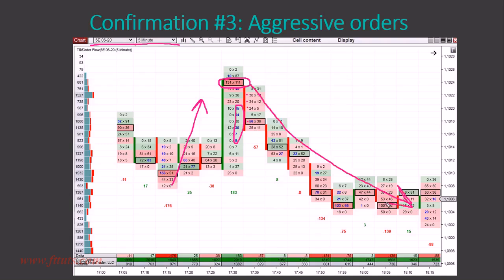Alright, so this is the reaction. It started in here. Those guys help to move the price downwards. Aggressive sellers. It's always the aggressive sellers or aggressive buyers who move the markets, the prices.